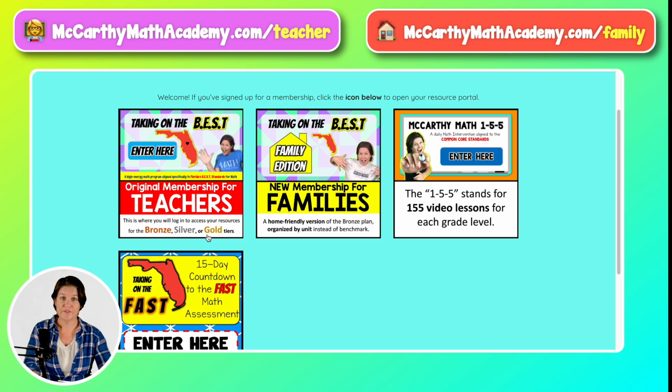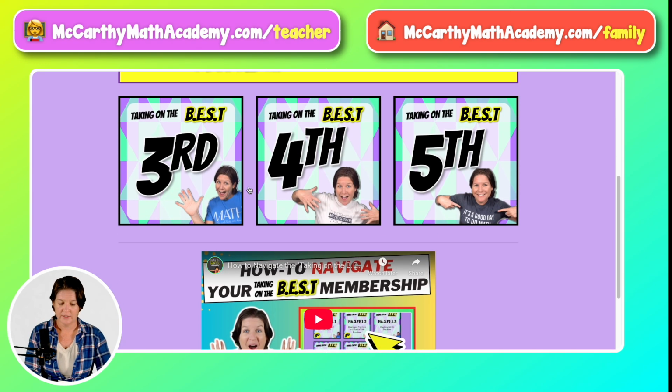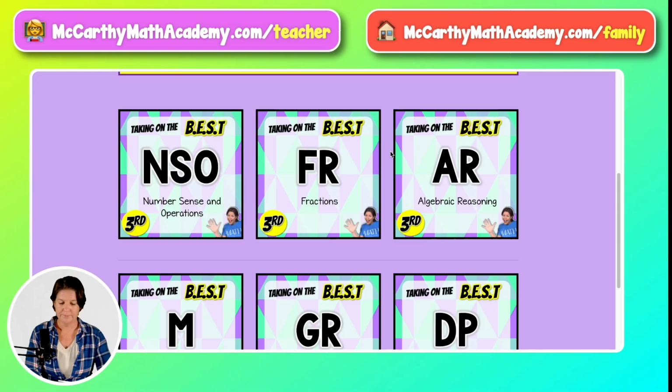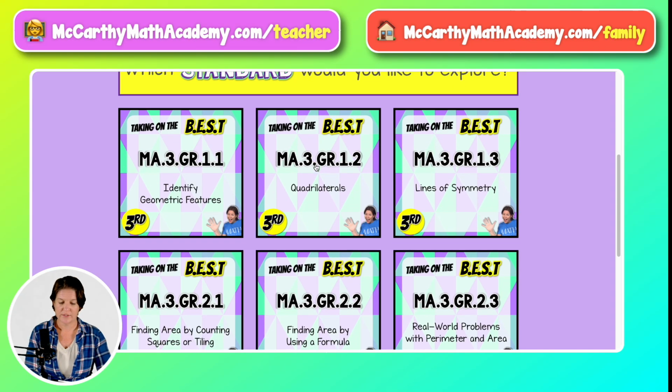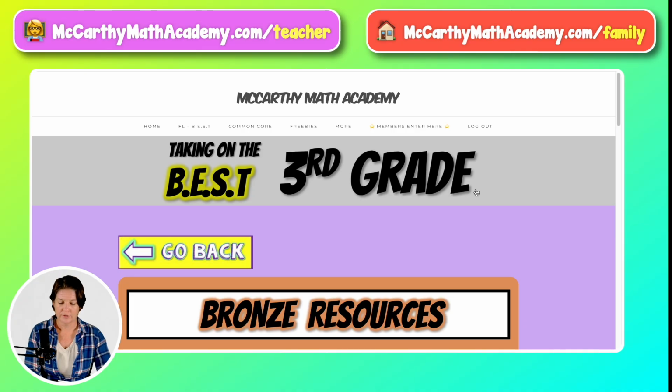The silver and the gold tier obviously give you more access to even more resources, but what I show you today will be part of the bronze plan, which is very similar to what you'll see in the family unit. So let's click on that, and we are working on a 3rd grade problem. This was a geometry benchmark, and it was geared towards this one right here, quadrilaterals.